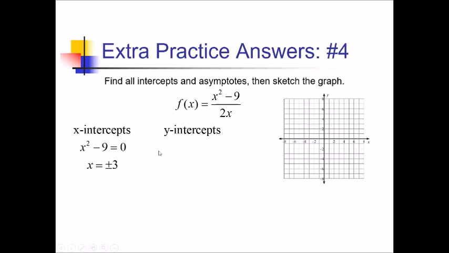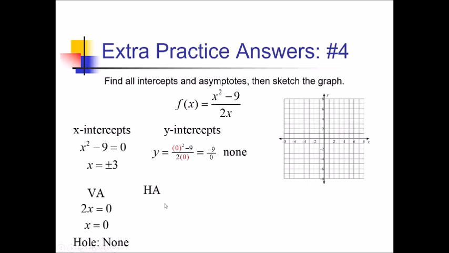Now for y-intercepts, I just need to plug 0 in for all the x values. So we've got 0 squared minus 9 over 2 times 0. That's -9 over 0, which is undefined. So it turns out there is no y-intercept on this one. For vertical asymptotes, I need to zero out the denominator. So 2x equals 0. That means we have a vertical asymptote at x equals 0. For holes, there are none. We didn't cancel out any common factors, so we're good to go on those.